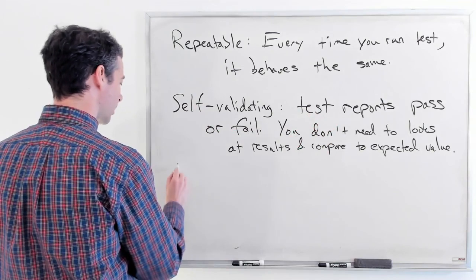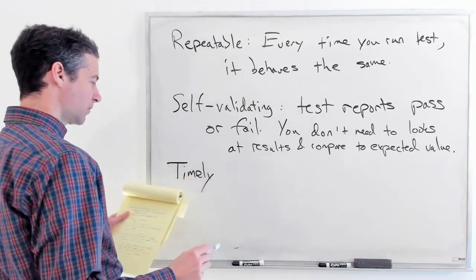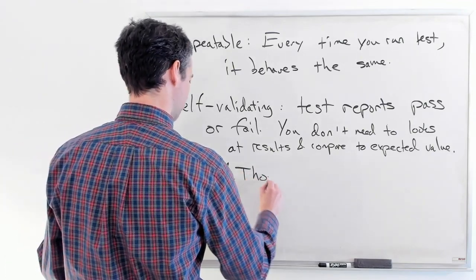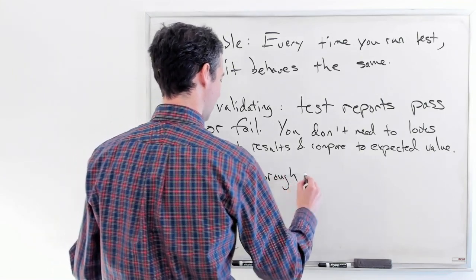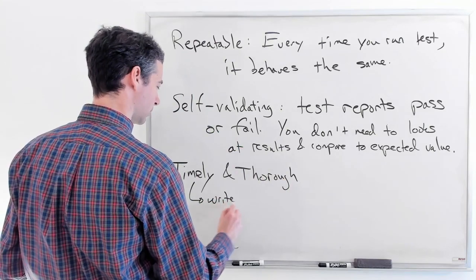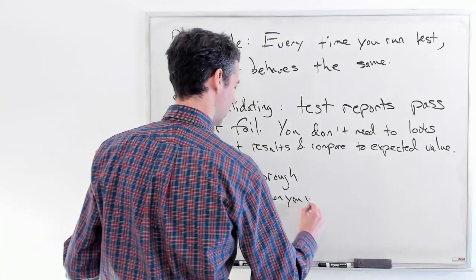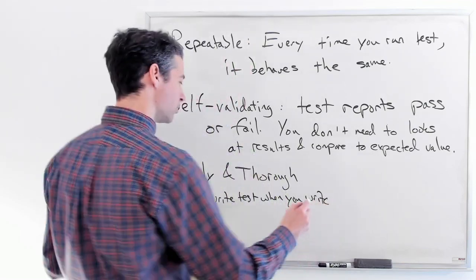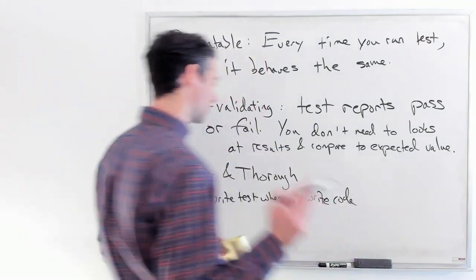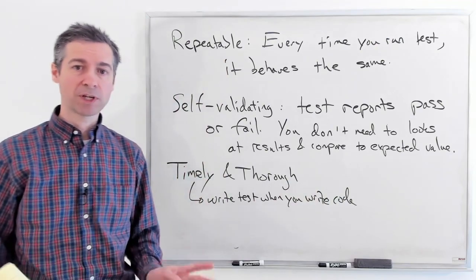Now the T, there are actually two notions of T that you'll see out there: timely and thorough. Timely means write the test when you write the code. For test-driven development, it means you write the test first and then you write the code to pass the test, and we'll talk more about that. But basically, you should be writing the tests at the same time that you're writing the code.